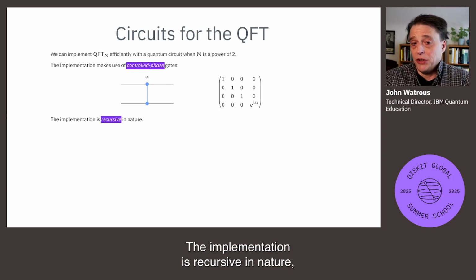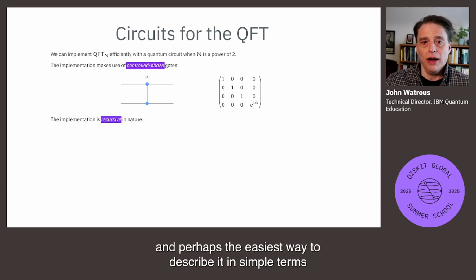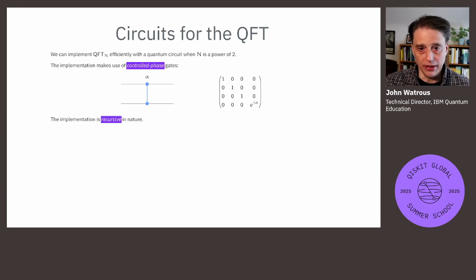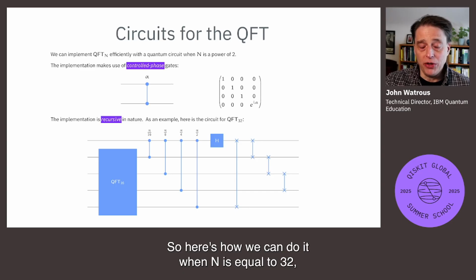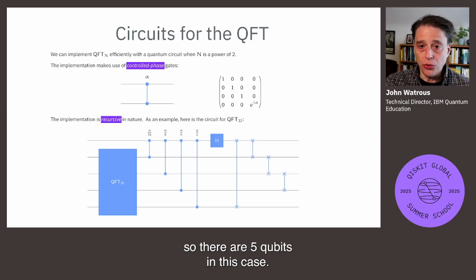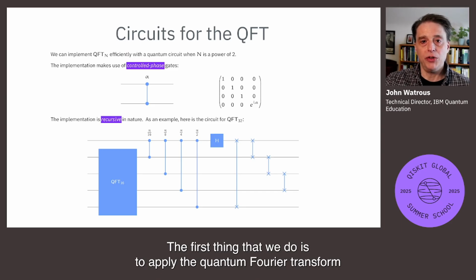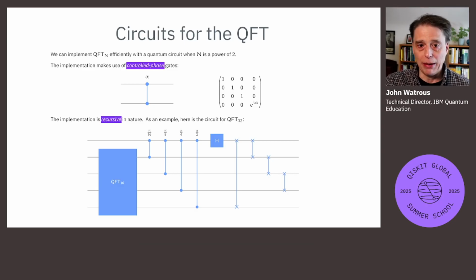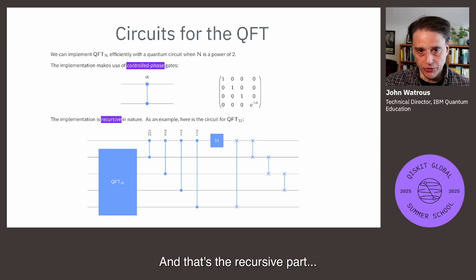The implementation is recursive in nature, and perhaps the easiest way to describe it in simple terms is to give an example that can be easily generalized. So here's how we can do it when n is equal to 32. So there are 5 qubits in this case. The first thing that we do is to apply the quantum Fourier transform to all of the qubits except for the least significant qubit, which is the top one, and that's the recursive part.